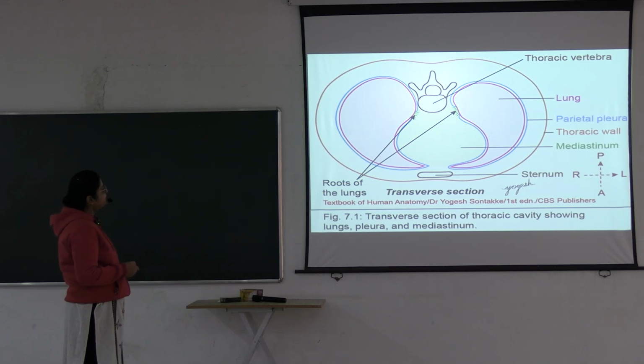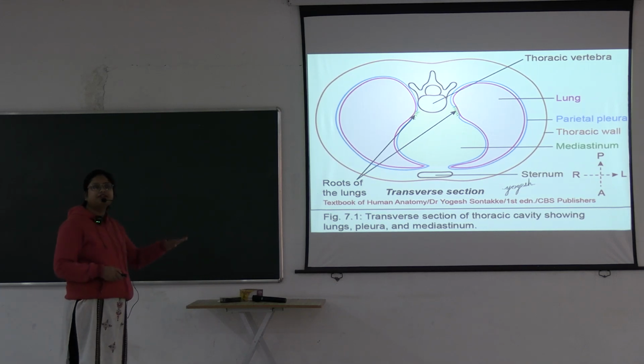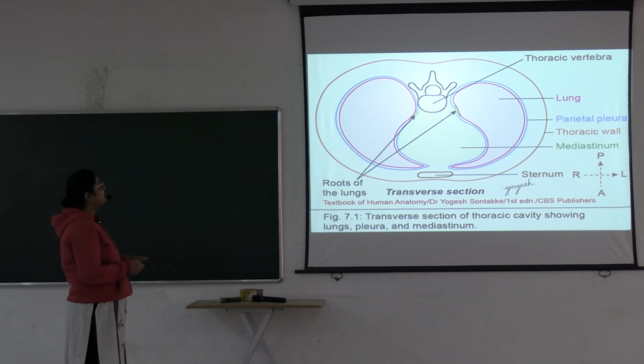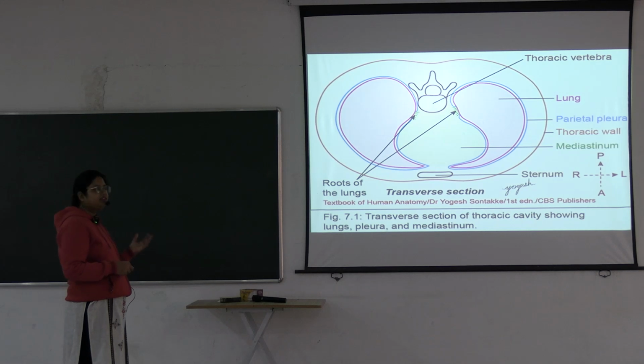Here also you can see this is transverse section through the thorax. This part is the heart and pericardium, mediastinum mainly. So this blue one surrounding the thoracic wall and mediastinum, that is parietal pleura. Pink one is the visceral pleura surrounding the lung, and these are the lung roots where the structures are entering into the lung and coming out from the lung.